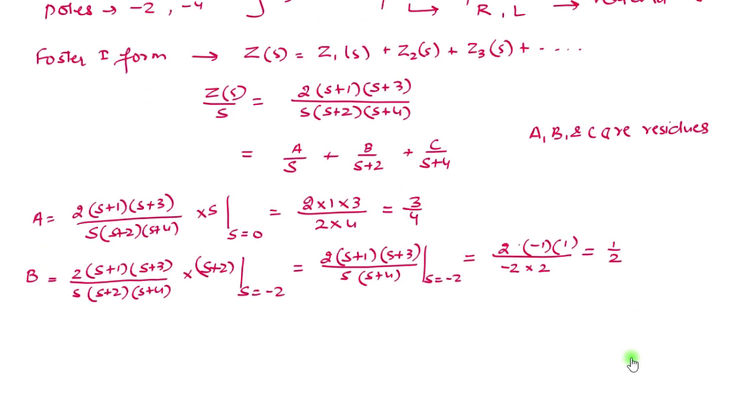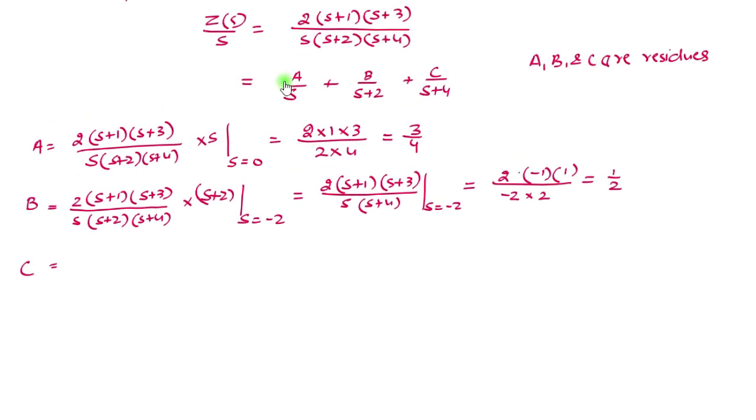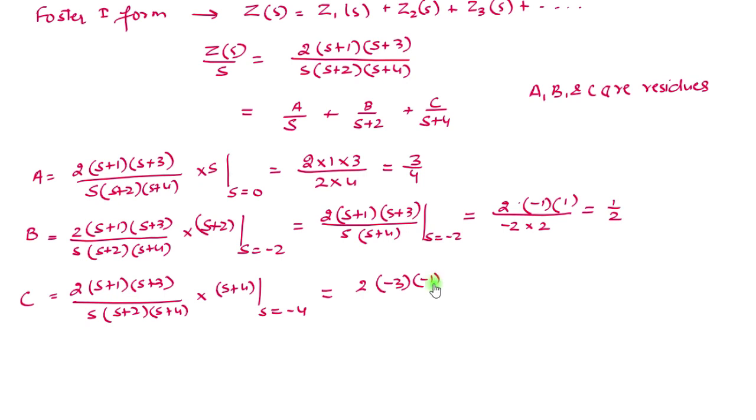Similarly, calculating the value of c, c will be equal to the function multiplied with (s plus 4). So this (s plus 4) will cancel out with this (s plus 4), and I will substitute s equal to minus 4 in the remaining factors. I will get 2 into minus 3 into minus 1 divided by minus 4 into minus 2, and if I solve it, I will get this to be 3 by 4.